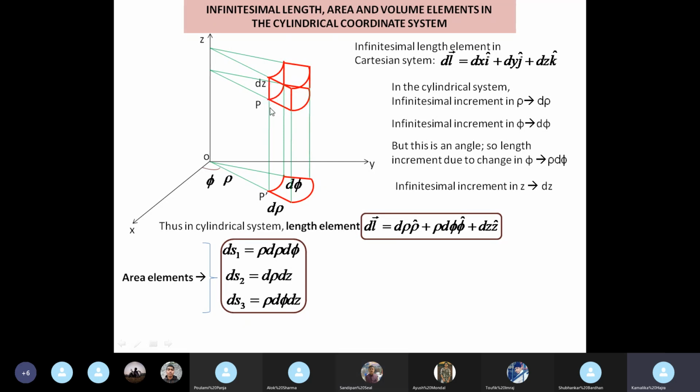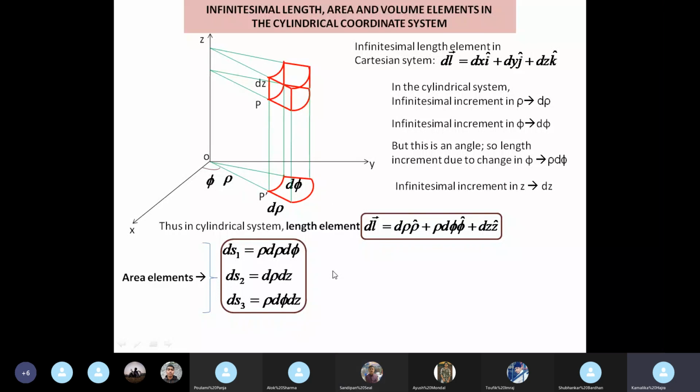Yes, d rho dz. Finally rho d phi into dz. This is dz and this is rho d phi. So this curved surface, the right surface or the left surface, there are two curved surfaces, either the right or the left: dz into rho d phi. Is it clear?